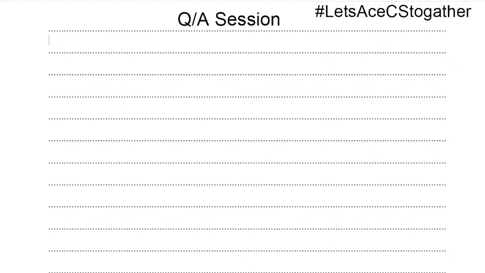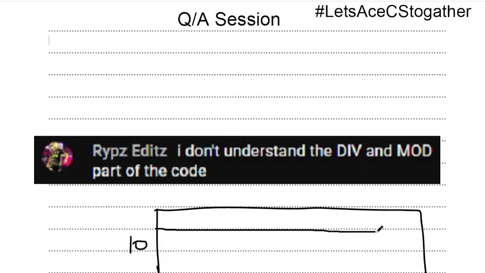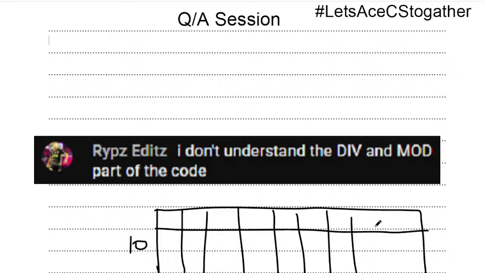I don't understand the div and mod part of the code. I'll try to see. One thing we know is that in every row there are 20 columns. So there are 10 rows, and in every row there are 20 columns. Each of these cells, don't mind my bad drawing, represents a single seat.